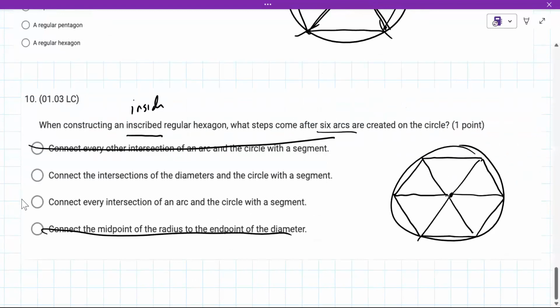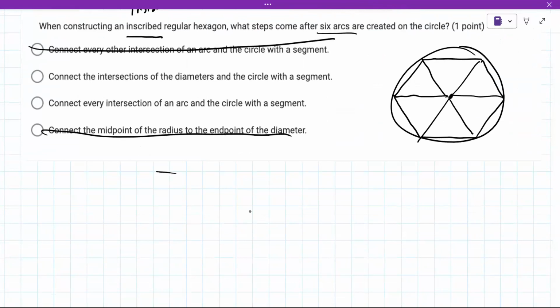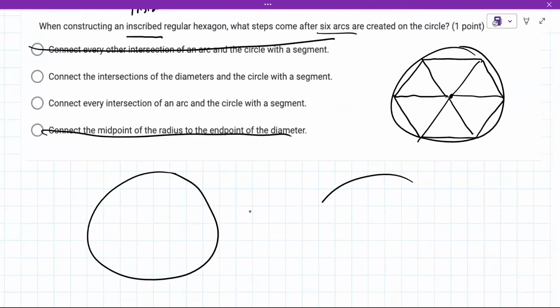So you might want to look at your notes on this because it's one or the other. Connect the intersections of the diameters and the circle. Connect every intersection of an arc with the circle segment. So the choices are, we'll just draw them again here. So you got that one, that one, that one, that one, that one, and that one. Sometimes you got to draw them all out.